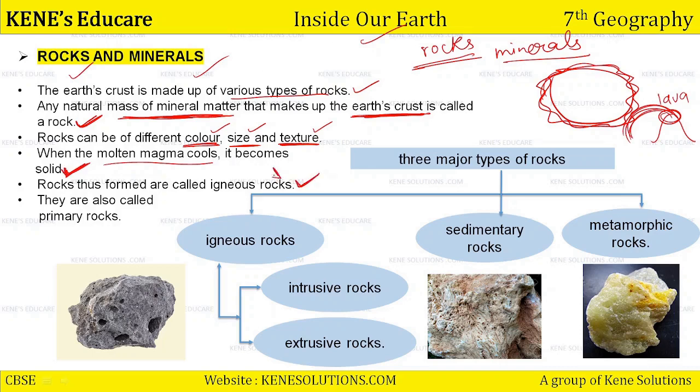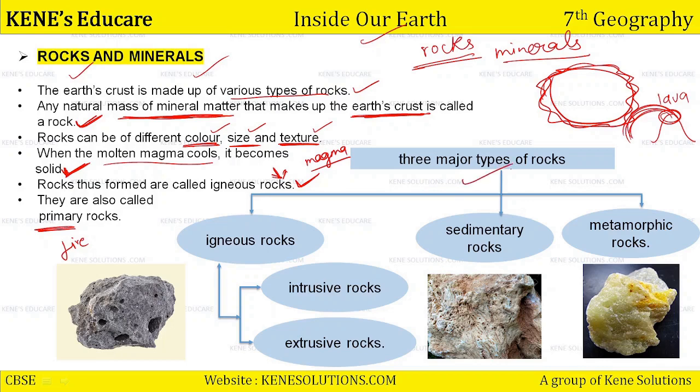So any rock which is made up of solidification of magma is known as an igneous rock. Repeat with me: any rock which is made up of solidification of magma is known as igneous rock. We also call these primary rocks. Sometimes they are called fire rocks because they are made up of magma, of solid magma. There are various other types of rocks also, which we will read about ahead.